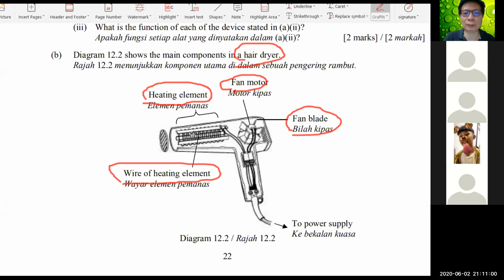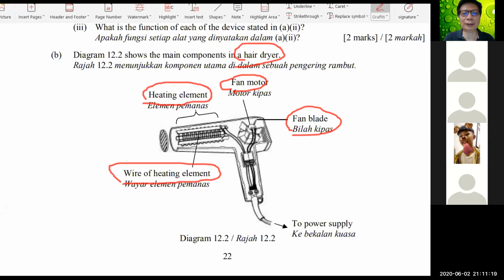So it's good, you know. The wire resistance must be high. High resistance wire then becomes hot. So when the wire is long, the resistance is higher, so it becomes hot faster. Okay. All these parts have their function already.